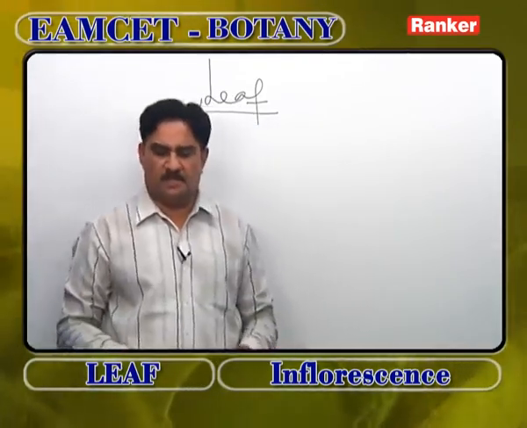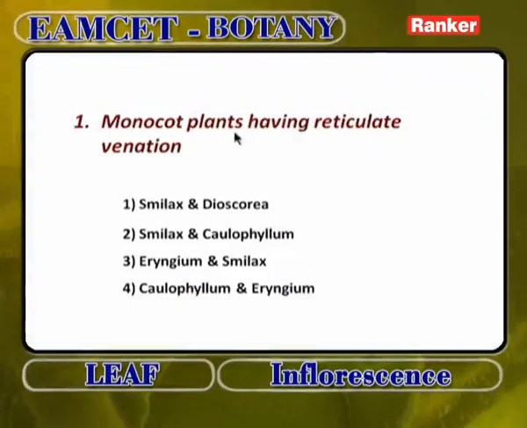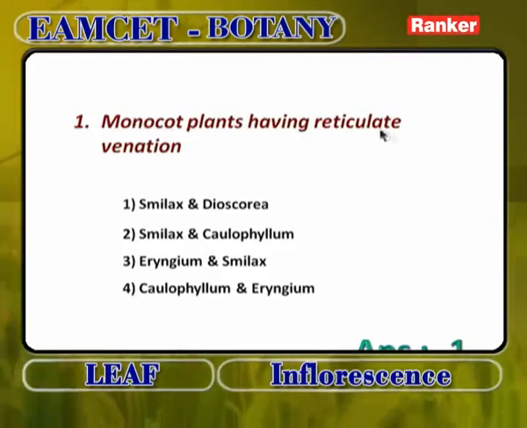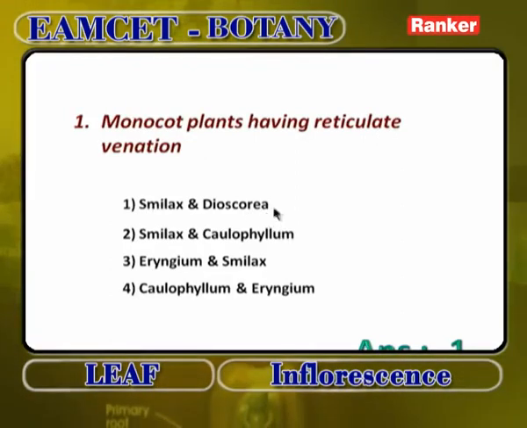First question. Monocot plants having reticulate venation are Smilax and Dioscorea. We all know this, Smilax and Dioscorea. Smilax and Calophyllum, Eryngium and Smilax, Calophyllum and Eryngium are given only to confuse you.